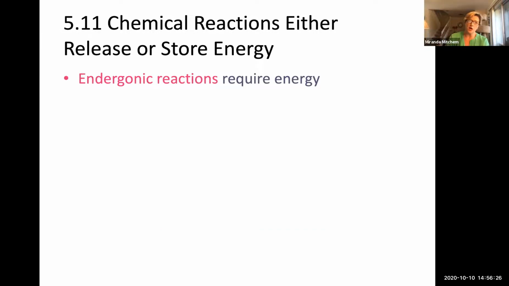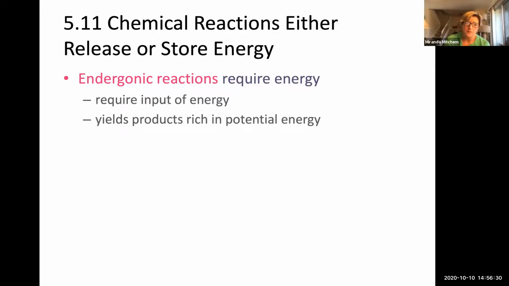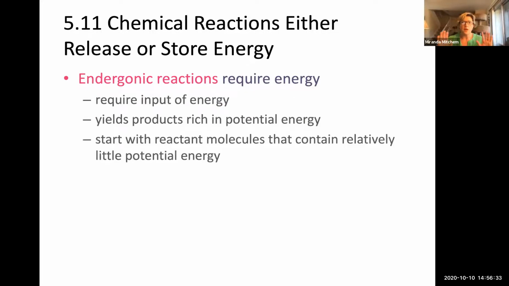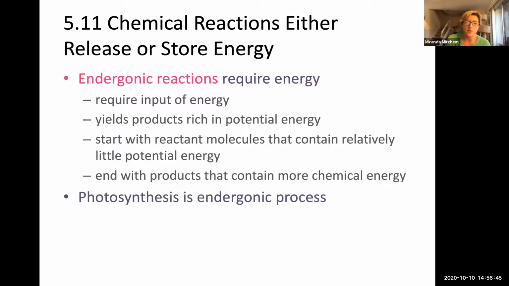Oppositely, the endergonic reactions, they need energy to start. So they produce products that have energy. But they start with molecules that have very little energy, which is why they need energy from somewhere else. So let's look at that graph. Photosynthesis is a great example of the endergonic reaction, and that input of energy comes from Mother Nature. It comes from the sun.